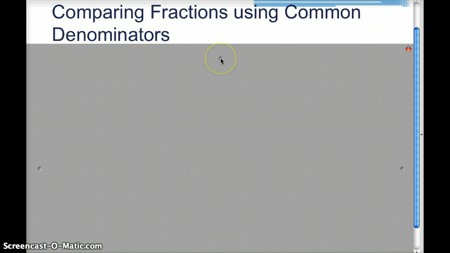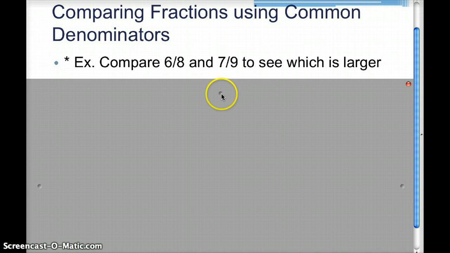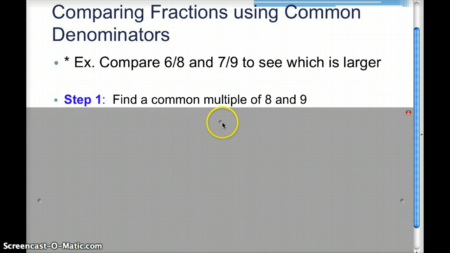All right, let's practice comparing fractions using common denominators. Here's our first example. Compare 6/8 and 7/9 to see which is larger. We need to start by finding a common multiple of 8 and 9. Why 8 and 9? Because they are our denominators. We want to be working in the same fractional pieces. Then it's very easy to compare.